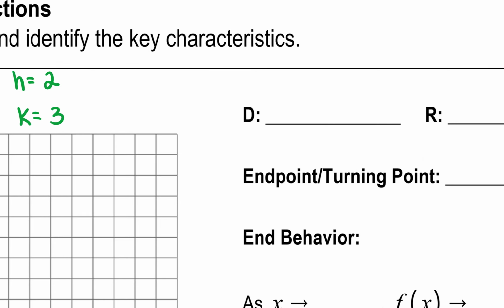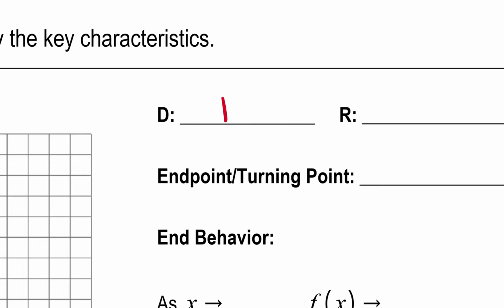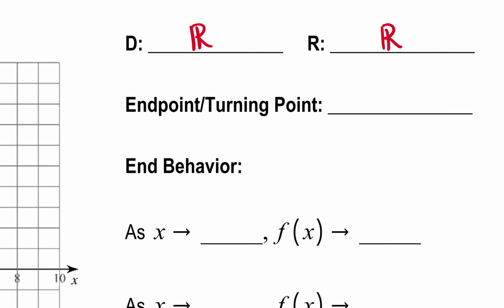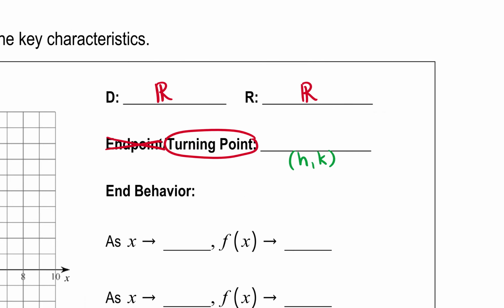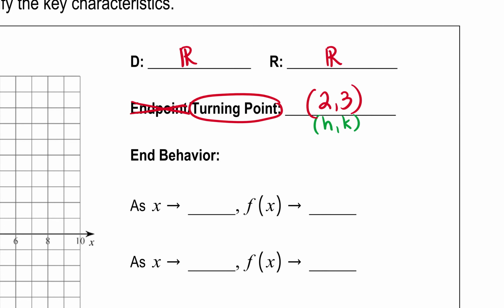So let's go over here. So domain and range. Well, this is a cube root function, so domain and range is both all real numbers. Always, always, never changes, okay? Endpoint / turning point, okay? So I have a turning point because it's cube root. I do not have an endpoint. And for this one, it'll be H comma K. Always, always HK. So my H is 2, my K is 3, so my answer would be 2 comma 3. Okay, so, you know, about the same as square root.